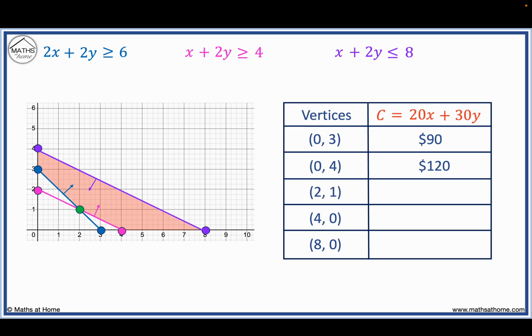Next we have x equals 2, y equals 1. 20 times 2 plus 30 times 1 equals $70. Then x equals 4, y equals 0. 20 times 4 plus 30 times 0 equals $80. Finally, x equals 8, y equals 0. 20 times 8 plus 30 times 0 equals $160. We are aiming to minimize the cost, and the optimal solution is $70, using 2 tins of A and 1 tin of B.